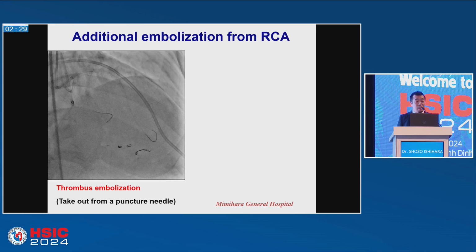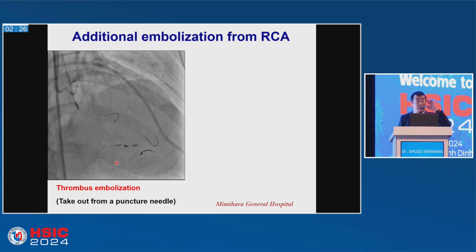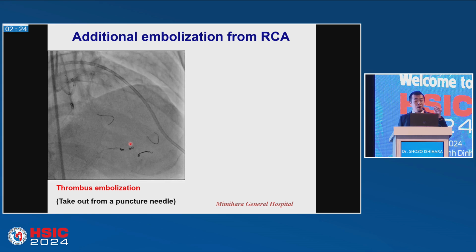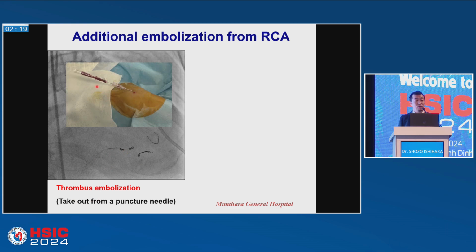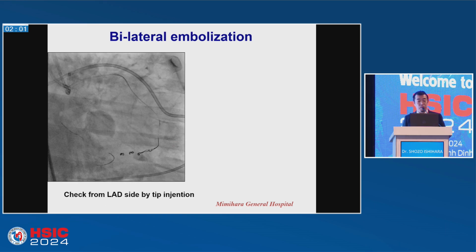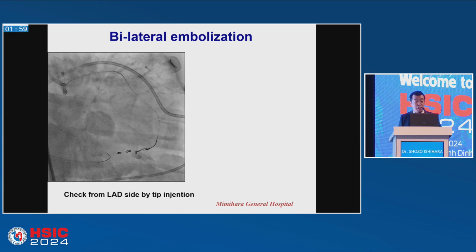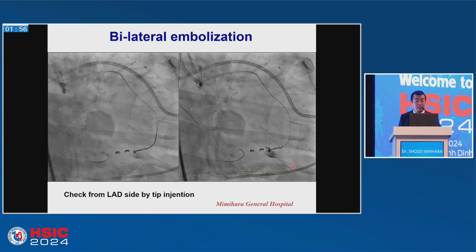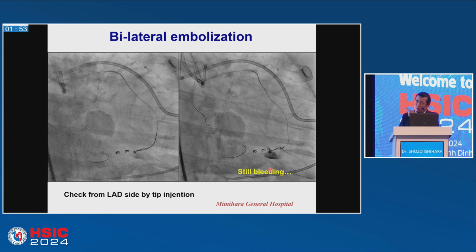So at this point, I changed my mind. Not only coil, but I put thrombus from the microcatheter. We can get the thrombus easily from the puncture needle like this. So we got the thrombus and put it from the microcatheter, and fortunately from the RCA side we got enough hemostasis, bleeding stopped. On the LAD side we checked again with the microcatheter, but unfortunately still bleeding.